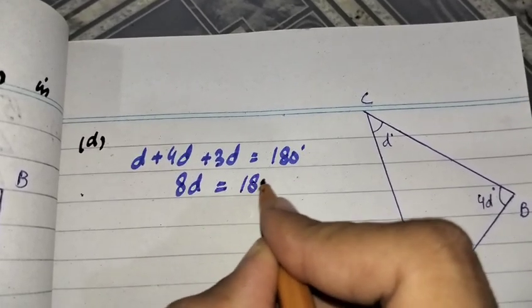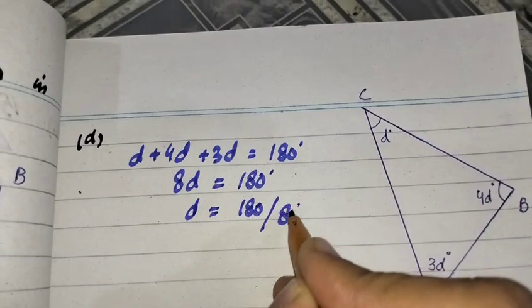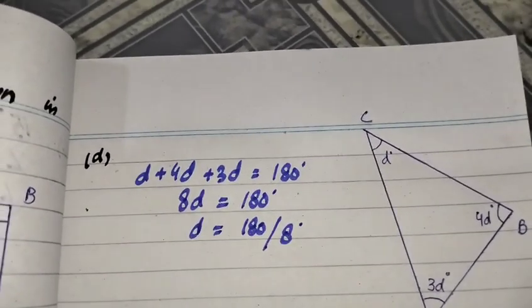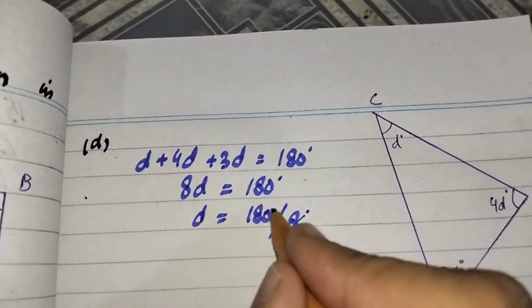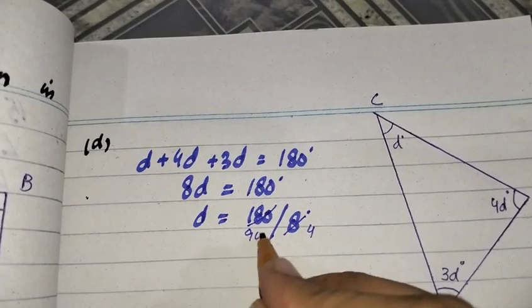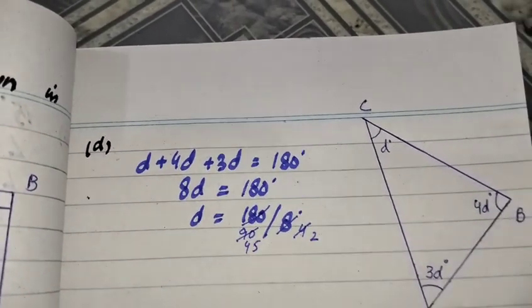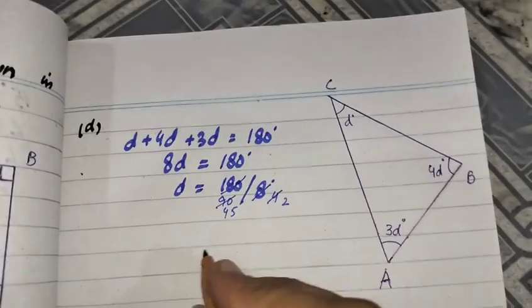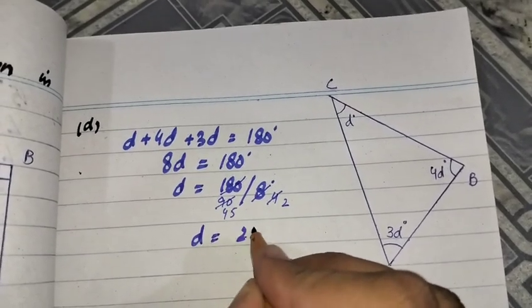8D will be equal to 180 degrees, and to find D we divide 180 by 8. 2 4s are 8, 2 9s are 18, 0. Then 2 2s are 4, and 2 5s are 10. Then 45 cannot be subtracted from 2, so D will be 22.5.